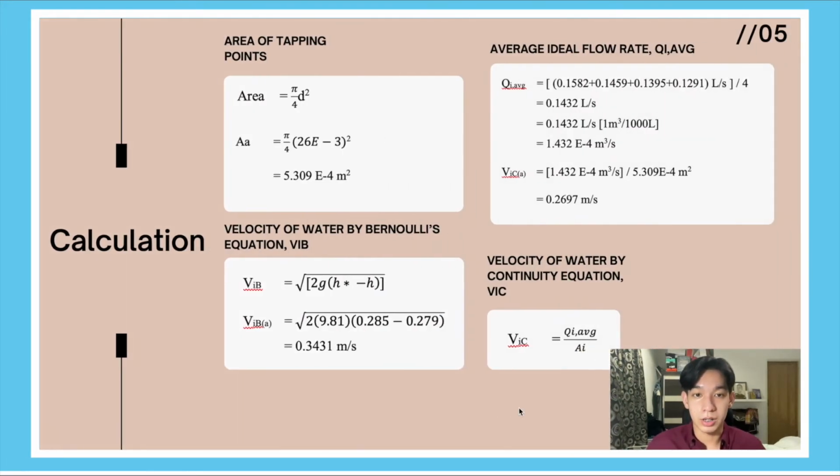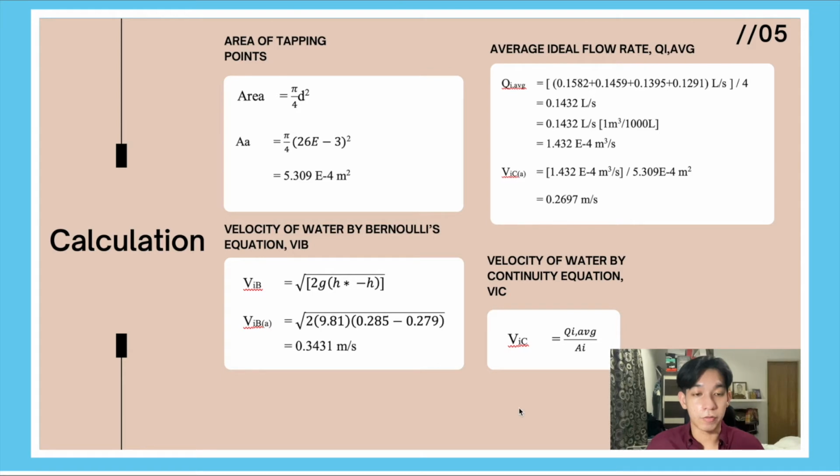As for the calculation, first we calculate the area of the tapping point by using the formula pi over 4 d squared, and we got the value 5.309 × 10^-4 meter squared. As for the velocity of water by Bernoulli's equation, we calculate by using the formula square root of 2 times g times (H* minus h). So the value of the velocity of water is 0.3431 meter per second.